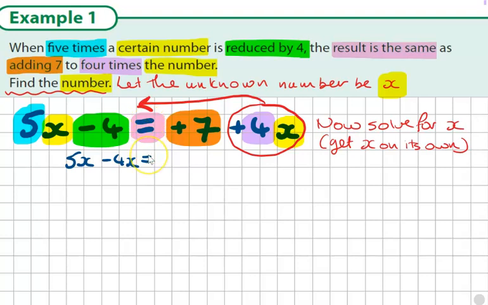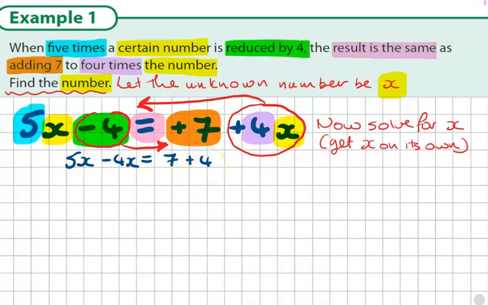Then we have our equals. The rule is letters to the left, numbers to the right. And by numbers, I mean constants. Constants are numbers with no letters attached. So 7 is a constant and it's already on the right-hand side, so it doesn't need to move or change sign. But the minus 4 needs to come over to the right-hand side, and when it goes over, it becomes plus 4. So we have 7, which didn't move, so it stays the same, but the minus 4 came over and became plus 4.